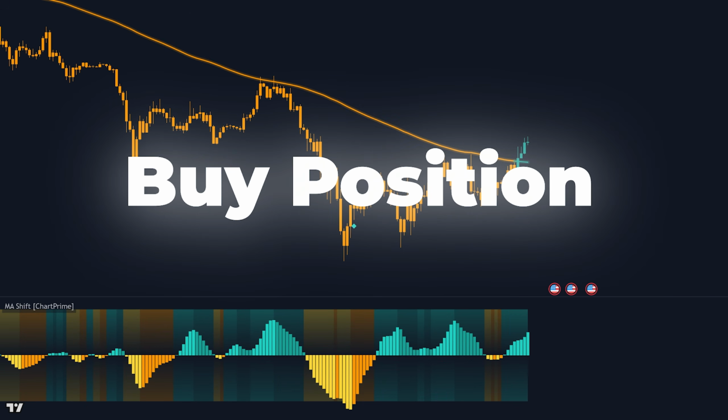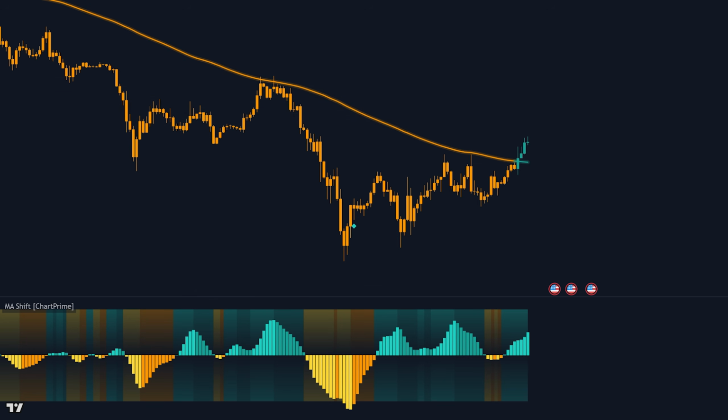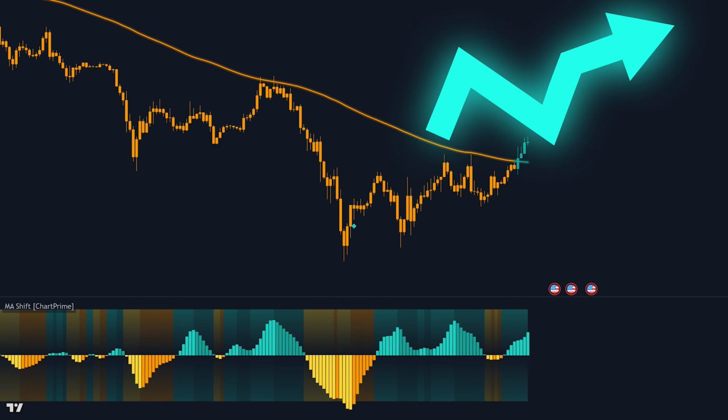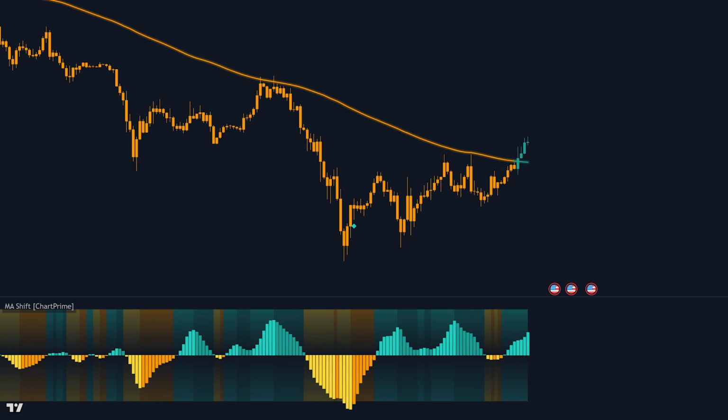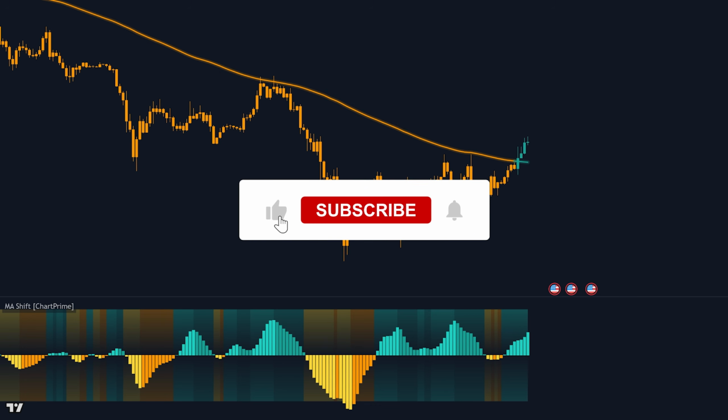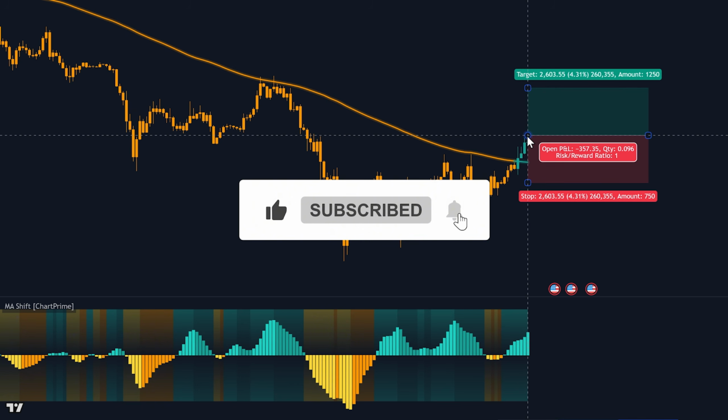For a buy position, rule number 1 is that the moving average must turn blue, suggesting a trend shift to the upside. Rule number 2 is that the oscillator must confirm the trend shift by changing its color from orange to blue. Rule number 3 is that when the moving average shifts color and the oscillator confirms bullish momentum with light blue, it presents an opportunity to enter a buy trade early in a new trend.